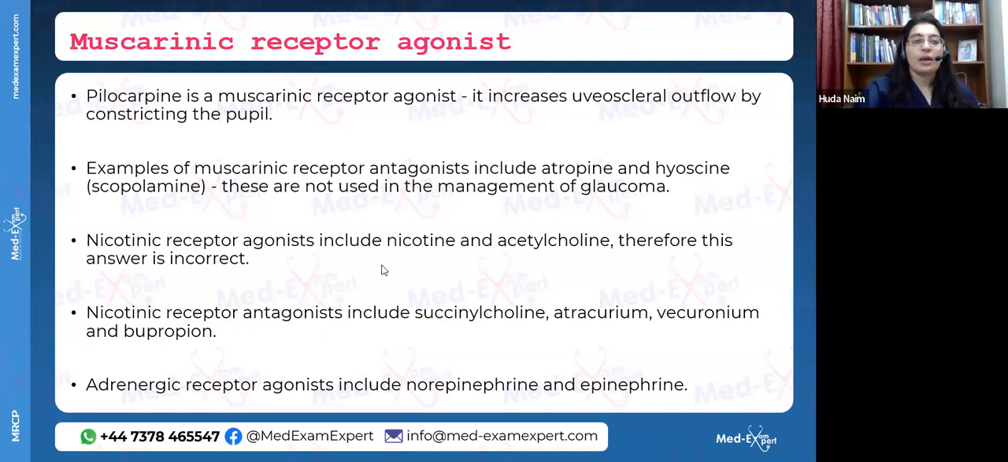It's okay. Okay. So it's very important to know what the different agonists and antagonists are. The muscarinic receptor agonists include pilocarpine. The antagonists include atropine and hyoscine. And then you have nicotinic receptor agonists, which include nicotine and acetylcholine. Nicotinic receptor antagonists include succinylcholine, atracurium, vecuronium. So it's very important to know about the different kinds of receptor agonists and antagonists. Always keep a list of those and try to go through them while you're preparing for your exam. Okay.